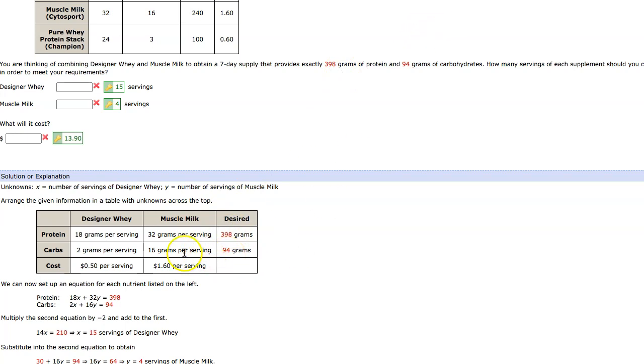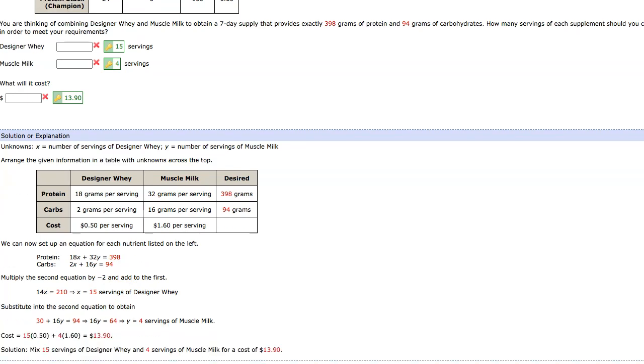And then here's your cost per serving for the designer and for the muscle milk. And yeah, okay. You should get everything organized. Now, when you set up the linear equation, you set it up for the amount. The cost doesn't really go directly into your linear equation. The cost is what you plug into at the very end of things. Okay. So yeah, that's pretty cool.